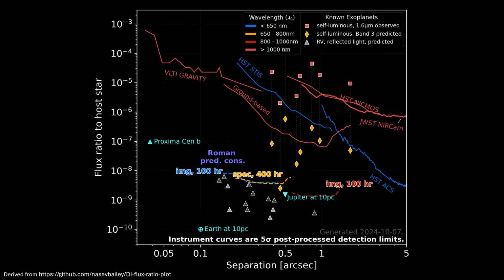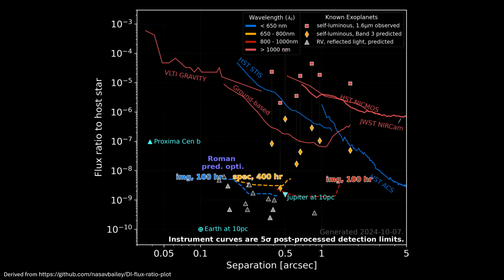Specifically, these are the conservative estimates for 100 hours of imaging, 400 hours of spectroscopy, and 100 hours of longer wavelength imaging on Roman. It gets down to 10 to the minus 8, which is, these are the conservative estimates, getting really close to seeing Jupiter. If you take optimistic predictions for Roman, you can basically see Jupiter at 10 parsecs. So we're getting close. Earth is down there at 10 to the minus 10 contrast.